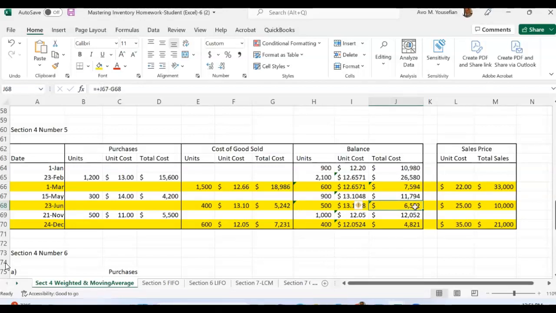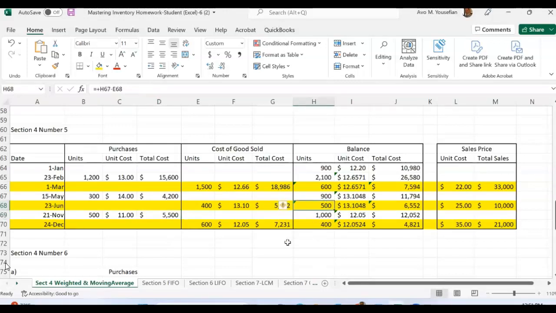So 6552, you can say it's available 1174 minus cost of goods sold. Here is 6552. In November, we purchased 500 units, another layer at $11 this time. And that gives us $5,500 cost of purchase of new inventory.